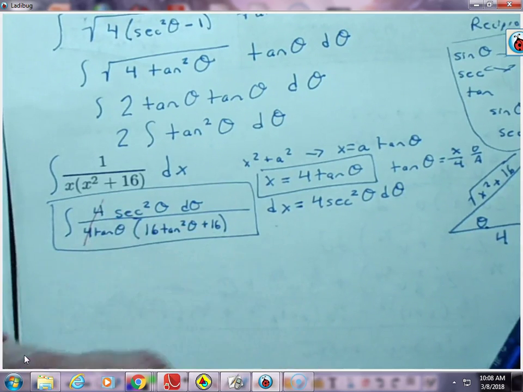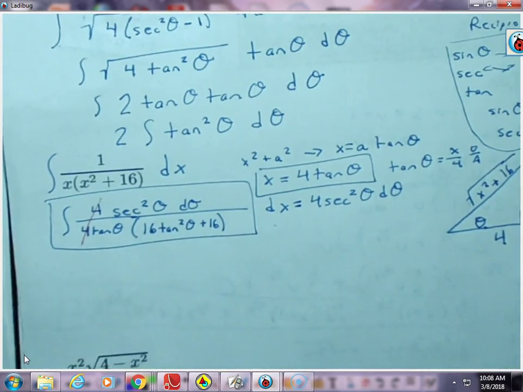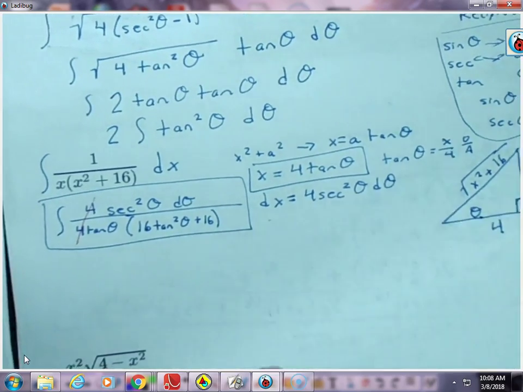Well, I just wanted to cancel the 4s. 16. Yeah. Could you explain how you get all that stuff in the numerator? Yeah, that was the dx. So, like, I could have written this. I just didn't quite have room.